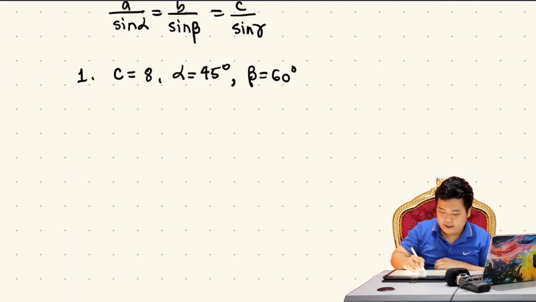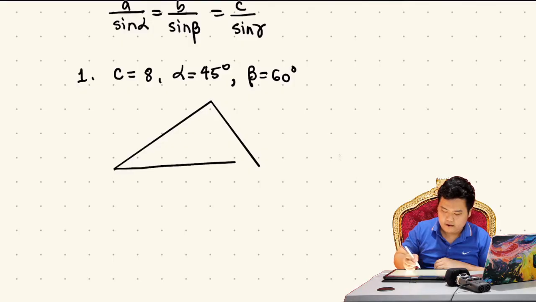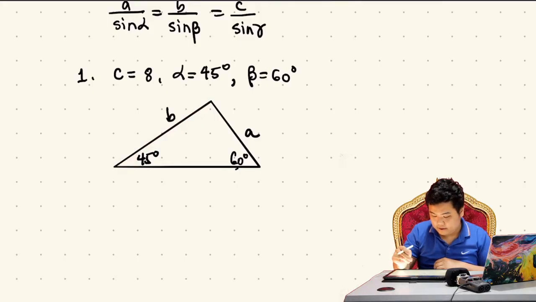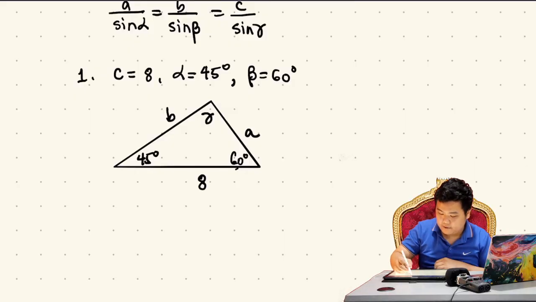So, let us draw the triangle. Let's say this is alpha, so that is 45 degrees. Katapat ni alpha is A. We don't have A. Let's say this is beta, 60 degrees. Katapat ni beta is B. And gamma. Do we have gamma? Wala tayong gamma. So, this is gamma, katapat ni gamma C, which is 8.